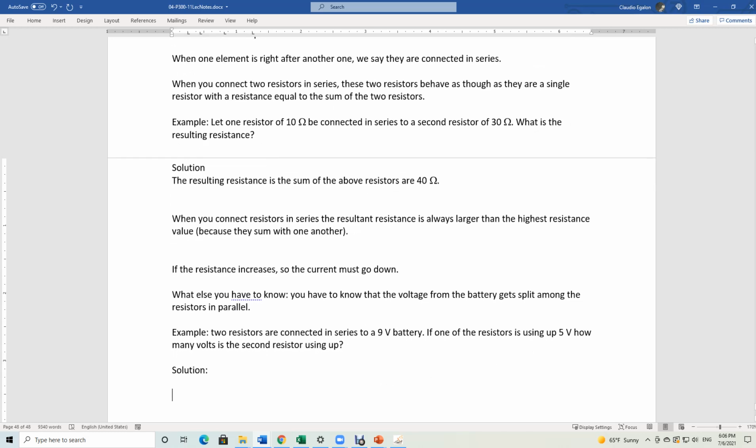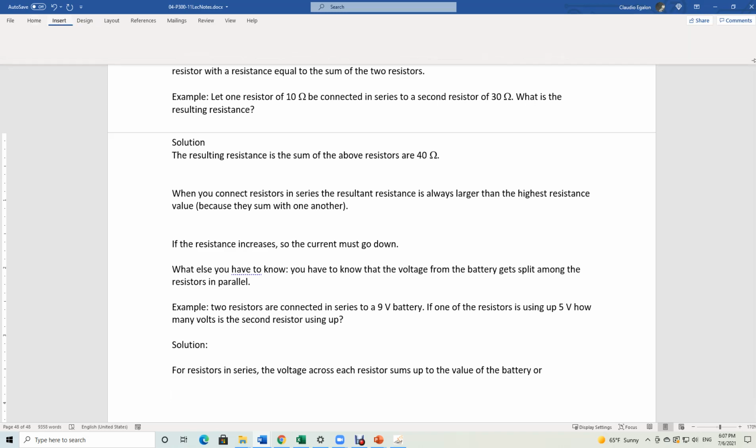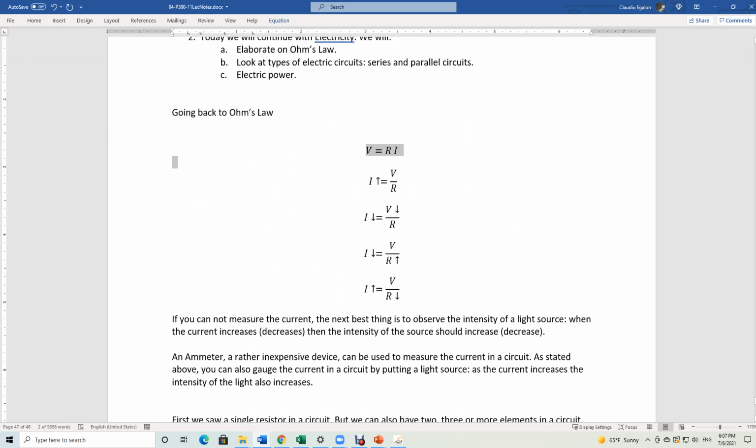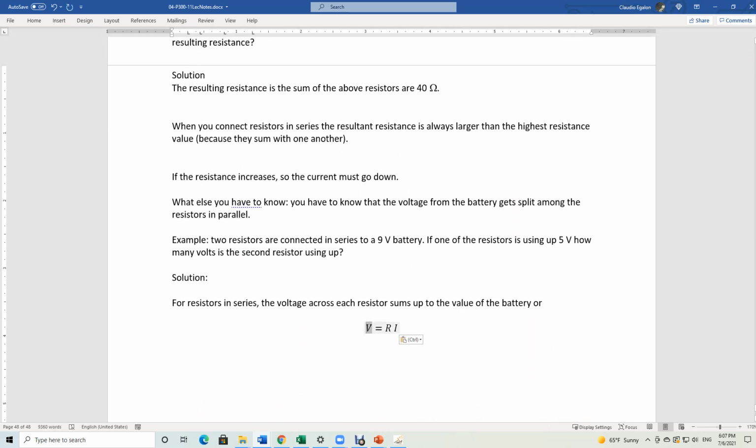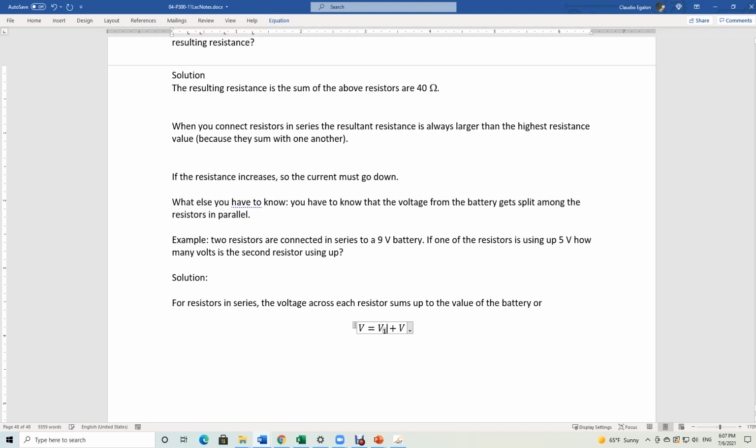Okay, solution. Remember, V must be equal to V1 plus V2. For resistors in series, the voltage across each resistor sums up to the value of the battery. Or V is V1 plus V2.